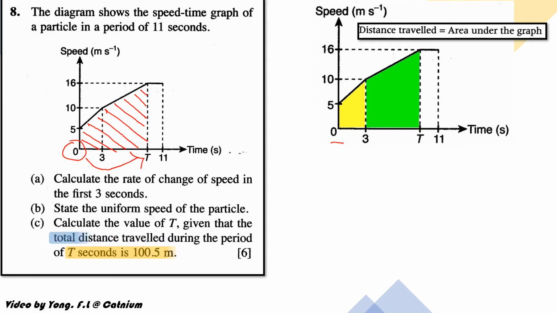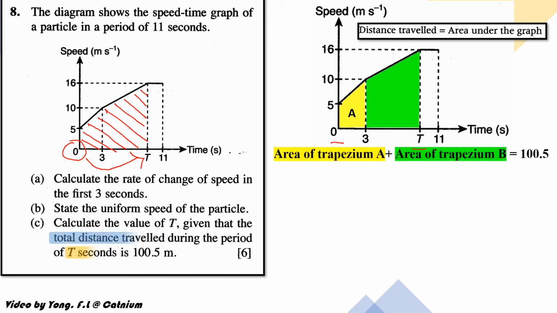From 0 to t. So we have two areas, which are the area of trapezium A and the area of trapezium B. Okay, A and B. So dia cakap jumlah jarak. So the total area is given. Look at the question again. Okay.